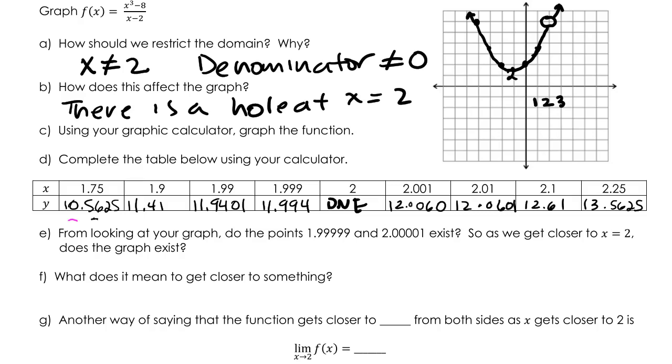So we start here at 10.5. Do you see as we move over 11.4, 11.94, 11.994, you're getting closer and closer to what number? Okay, now look on the right side. We started about 13.5, and as you creep in from the right, 12.6, 12.06, 12.006, do you guys see that the numbers look like they're meeting up at 12?